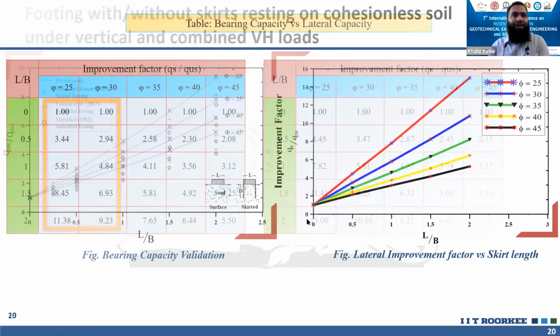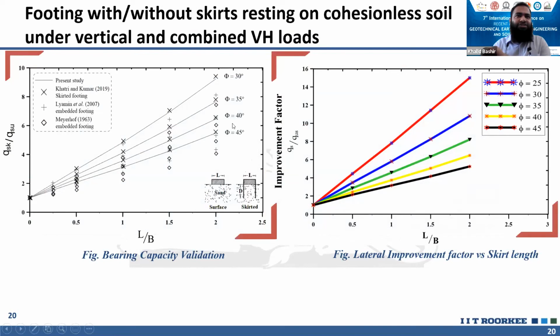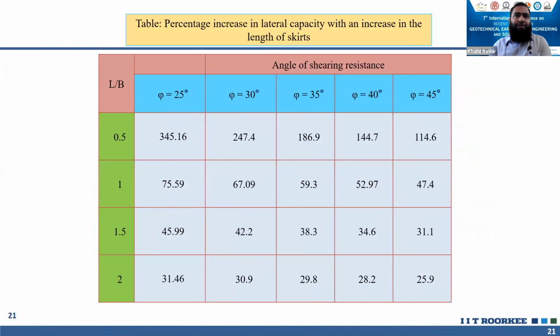I'm just moving fast. So this is the validation. As we go on increasing the phi, the bearing capacity will increase. As we go on increasing the length of skirts, the bearing capacity and lateral capacity both will increase. This is the percentage increase. We can see for phi as per I.I.Sc classification, for very loose to medium dense sand up to 35, this skirted footing is giving better results, and we are recommending it for this portion of soil up to medium dense and for length of skirts up to 1.